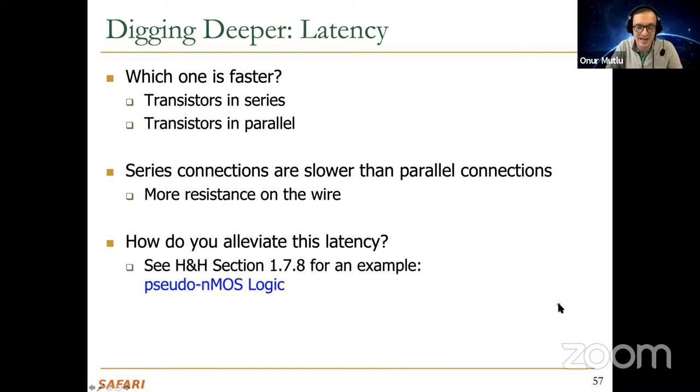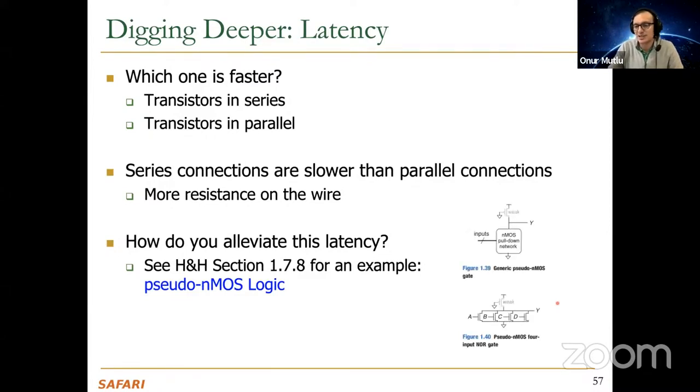I'm going to copy it from the book, actually. So for example, Harris and Harris section 1.7.8 talks about an example, pseudo NMOS logic. And it basically looks like this. You want to eliminate the series connections because they're slow. And this is a pseudo NMOS 4-input NOR gate, for example.